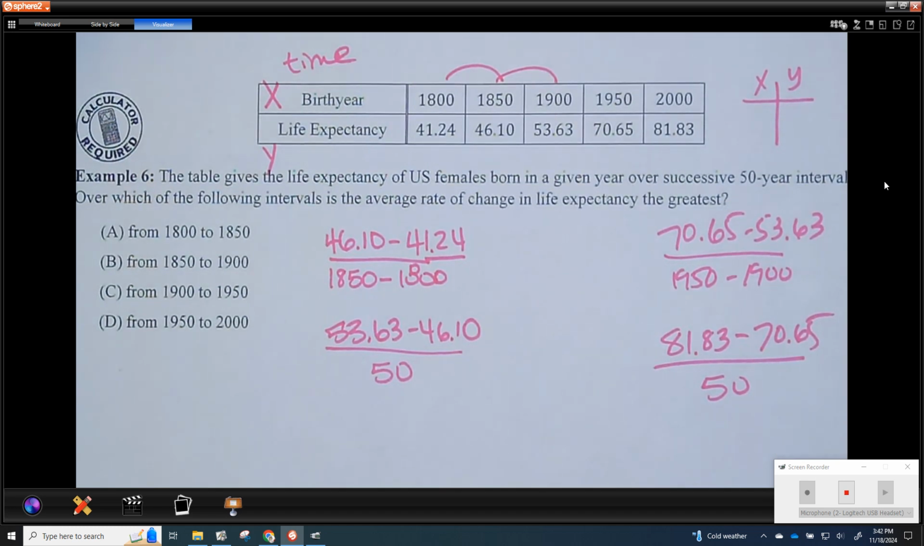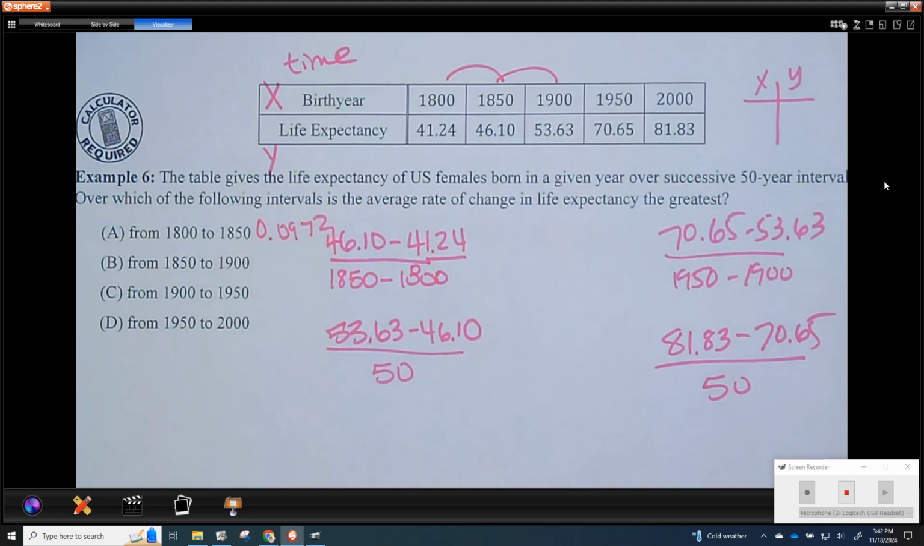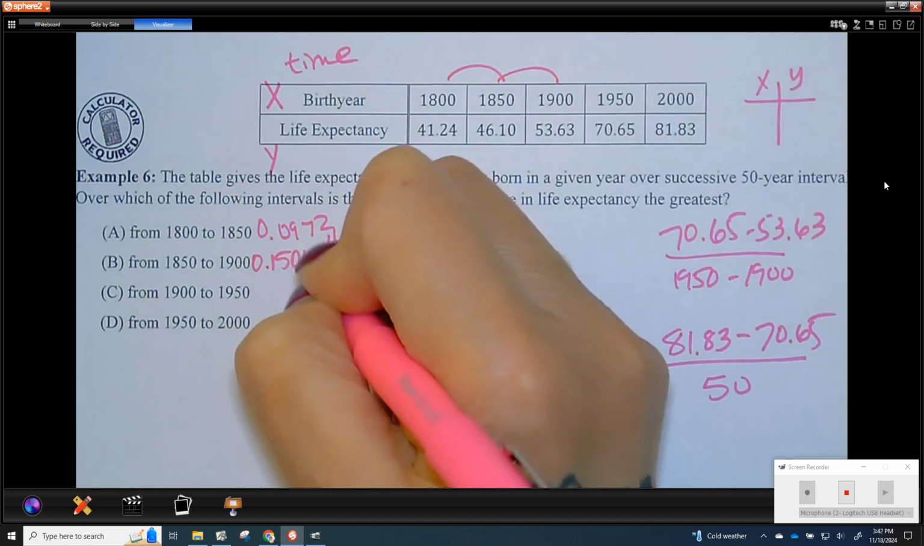I guess I only did the first one in class, 0.0972. I will do the other ones now. I'm sorry I don't have them done. Okay, 46.10 minus 41.24, enter, divided by 50. That's 0.0972. 53.63 minus 46.1 divided by 50. That is 0.1506.